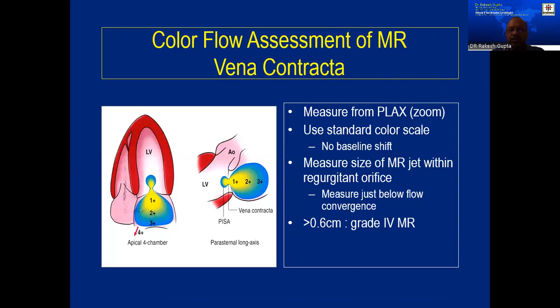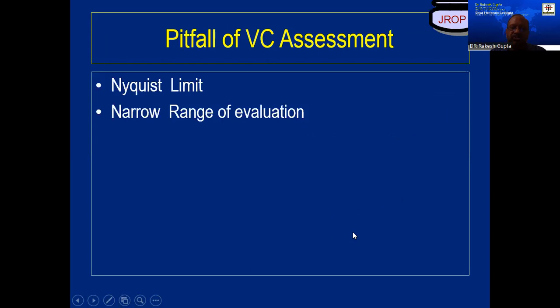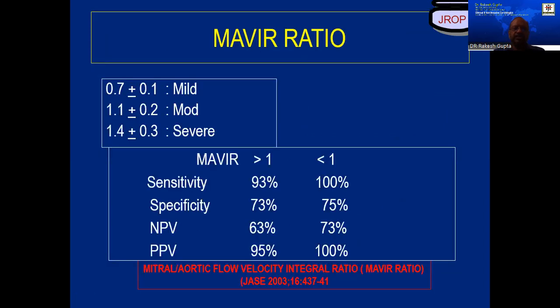Conditions are, it has to be only in the PLAX view, zoom it up, no baseline shift of the Nyquist limit. Measure the size of the MR jet within the regurgitation orifice, just below the flow convergence. Anything more than 0.6 or 0.7, we consider as severe mitral regurgitation. This is a very common method which all of you can do very easily.